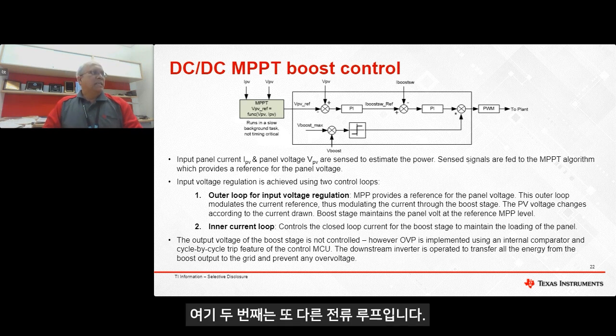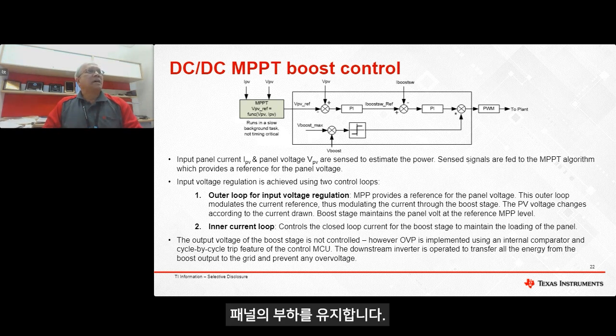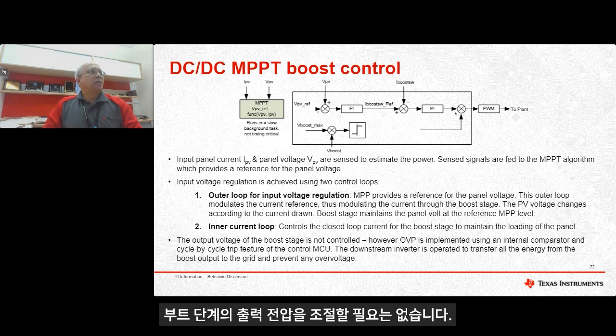The second thing is another current loop here that controls the closed loop current for the boost stage to maintain the loading of the panel. Now here, in this case, we don't necessarily regulate the output voltage of the boost stage. The input voltage is being regulated.